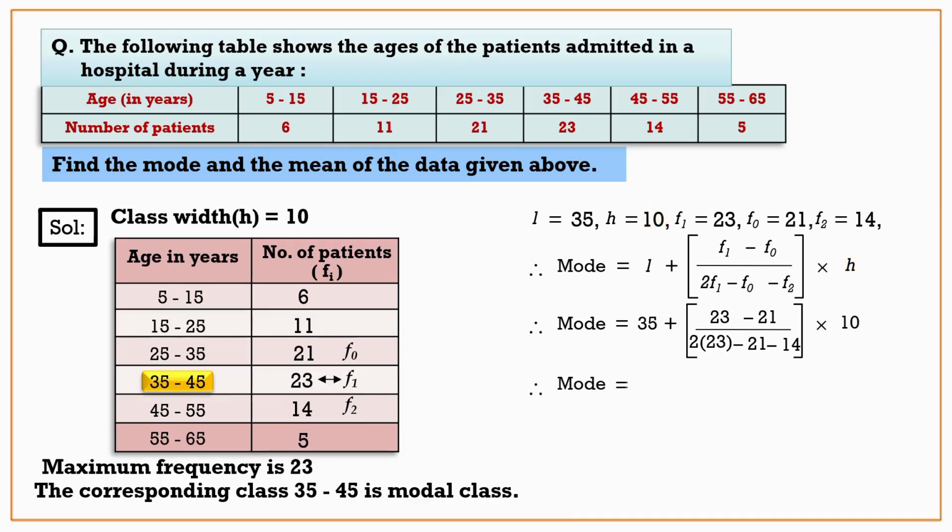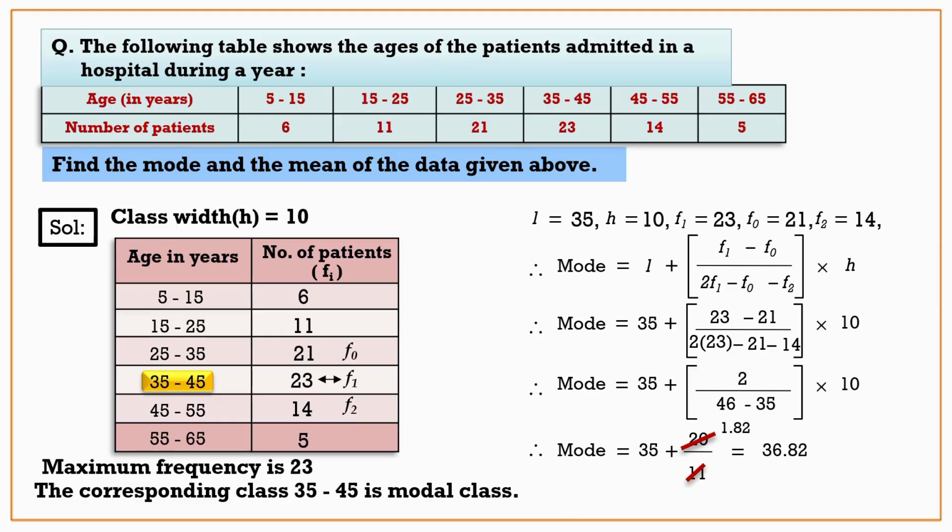Now put all the values over here. Okay. Now 35 plus 2 by (46 minus 35), so 20 minus 11. So that is coming approximately 1.82. So mode is equal to 36.82. So the final answer will be mode equal to 36.82.